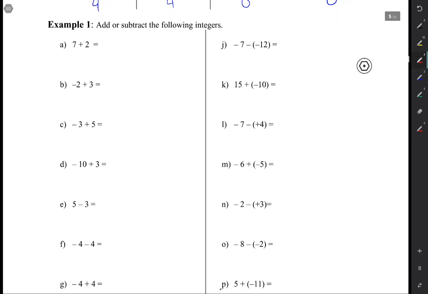Add or subtract the following integers. You can use your calculators for this, but if you're taking pre-cal next year, I highly recommend trying to do this in your head, because you don't get a calculator in pre-cal next year. So example 1, add or subtract the following integers. These are pretty easy. Here we have 7 plus 2, that's 9. Easy peasy. Now we have minus 2 plus 3.